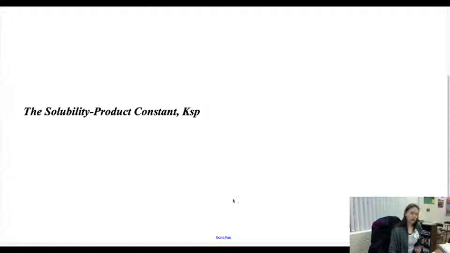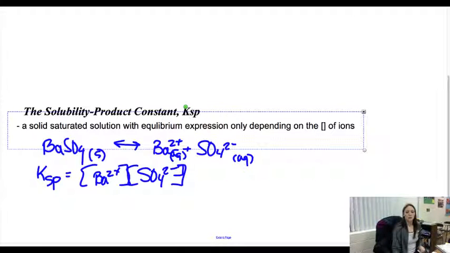Okay, this is where we're dealing now with strictly the equilibrium. I'm talking about here with our solid saturated solution. So if I have this solid saturated solution of BaSO4, remember, saturated means that you have all of the possible solid that I can dissolve in a solution. My equilibrium is only going to be expressed depending on the concentration of my ions, because the BaSO4 in this example is the solid. Well, solids don't go in equilibrium.